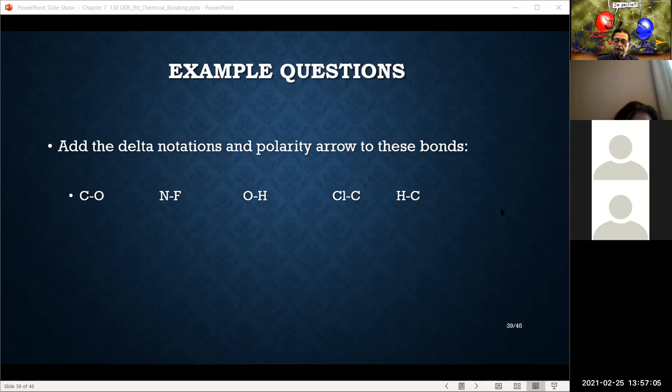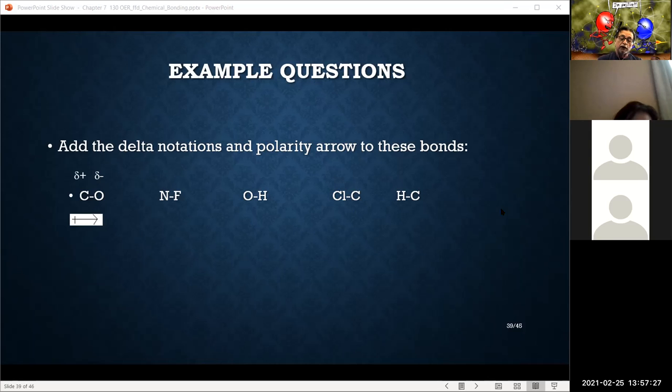Find its position on the periodic table. Who's closer to fluoride? We see that oxygen is. And so we can draw the polarity arrow going from left to right, pointing toward the oxygen because it's a lot more electronegative than carbon is, and put the partial negative on the oxygen.